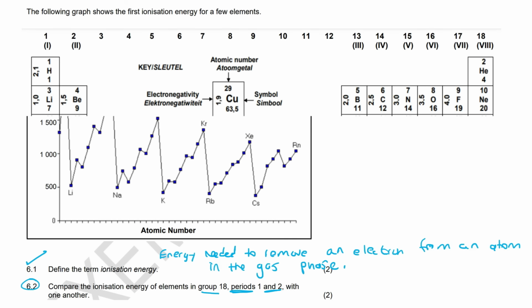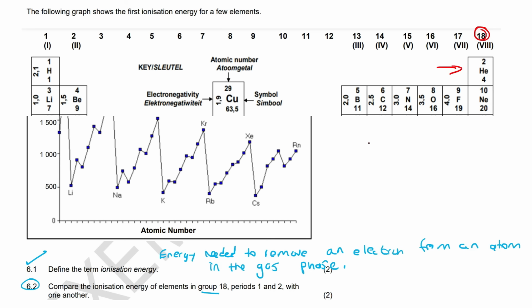So here we have our periodic table. Now they said that it must be in group 18. Okay, so that's group 18. Remember the ones going down, those are groups. And then they said period number 1 and 2. So periods is the row. So this is row 1 and this is row 2. So it's in group 18 and it's row 1 and 2. So they want us to compare this one and this one. Okay, so what we need to know is that this is helium, okay?